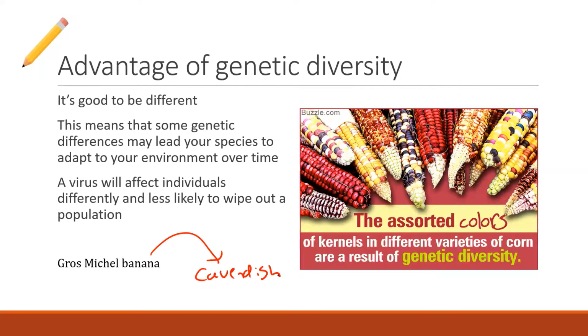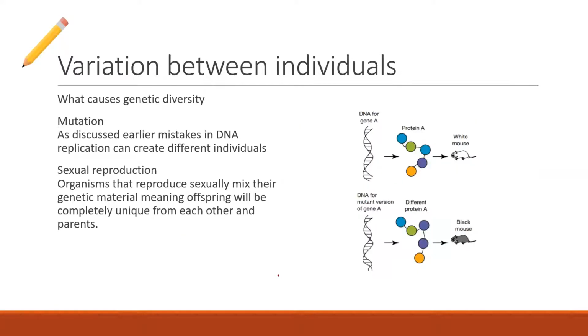So, genetic diversity is just how we're all different. Yeah, sure. So what? How do we get different? What are the main ways that we have different species? How do you get variation between individuals? What makes you and I and everyone else in this Zoom different? Well, the first one is the one that we've already discussed. What causes genetic diversity? The first one is easy. It is mutation. As discussed earlier, mistakes in DNA replication can cause different individuals.